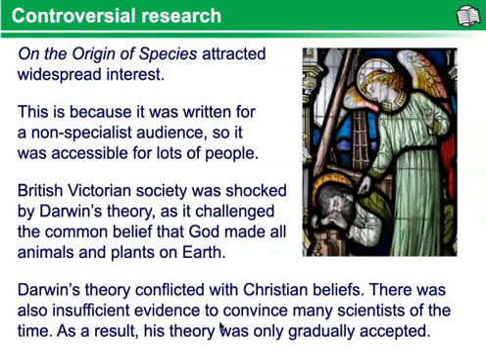It was very controversial at the time. On the Origin of Species attracted widespread interest. This is because it was written for a non-specialist audience, meaning that it was written for people that were not necessarily scientists. So it was accessible for lots and lots of people. And the British Victorian Society was shocked by Darwin's theory, as it challenged the common belief that God made all animals and plants on Earth in a fashion that did not allow for them to change over time. Darwin's theory conflicted with Christian beliefs. There was also insufficient evidence to convince many scientists of the time. As a result, his theory was only gradually accepted.